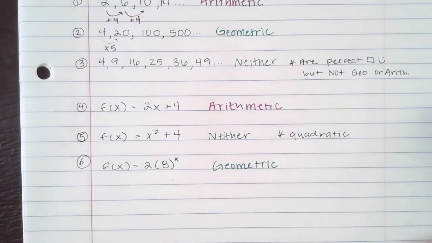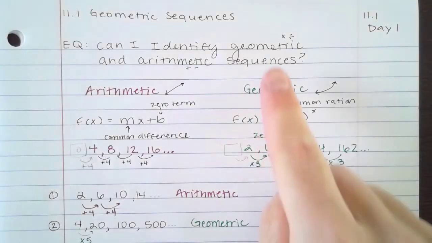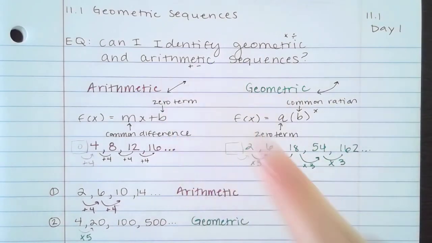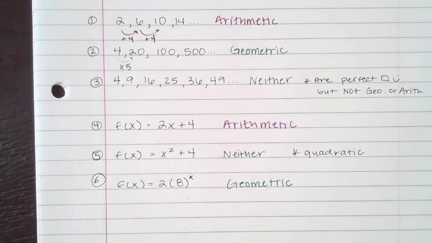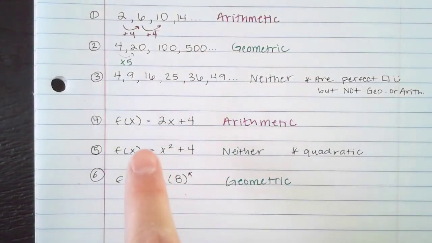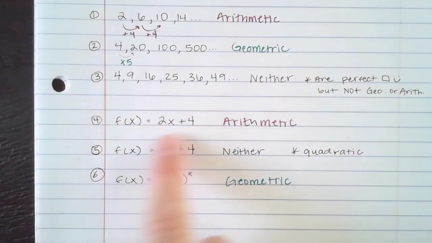So let's go back to our essential question. You need to be able to identify geometric and arithmetic sequences when they are given to you, like when the sequence is written, and you also need to be able to identify them when the sequence, like a function or equation, is given to you.